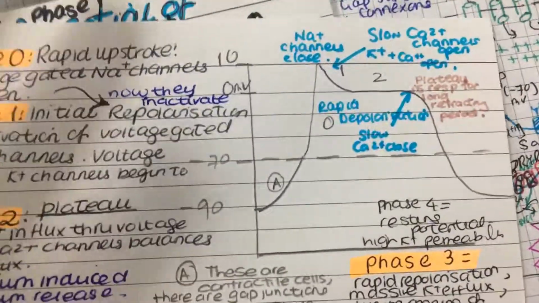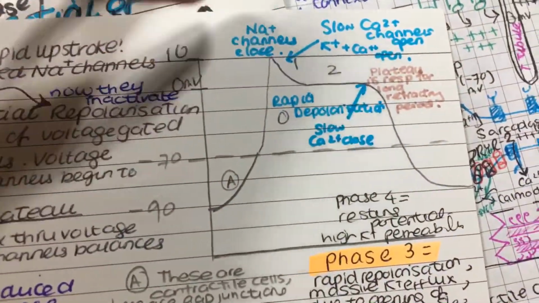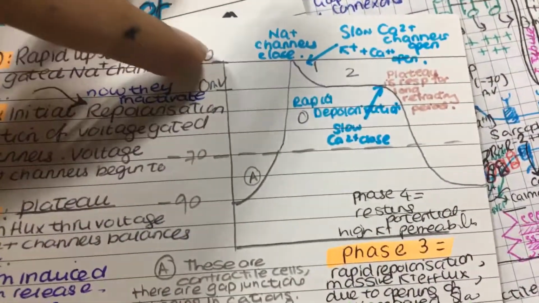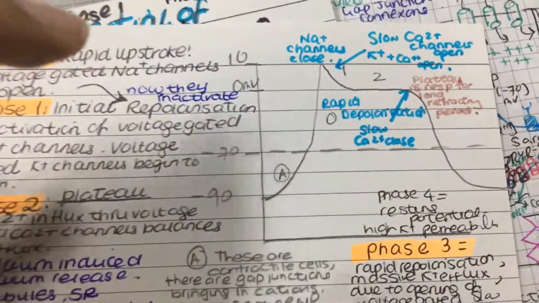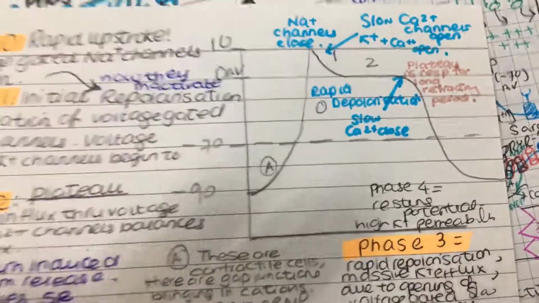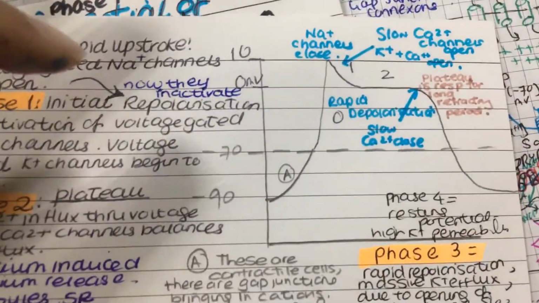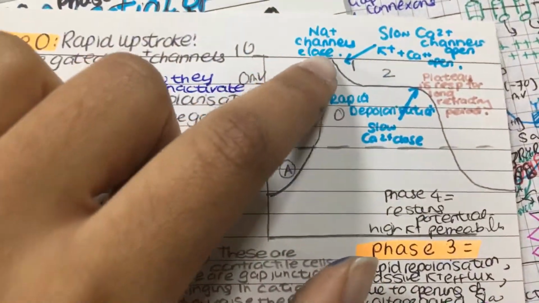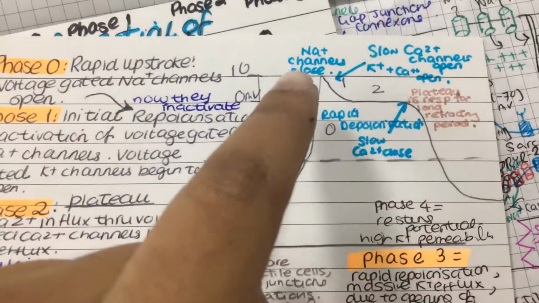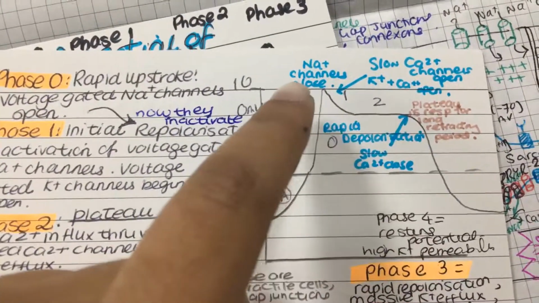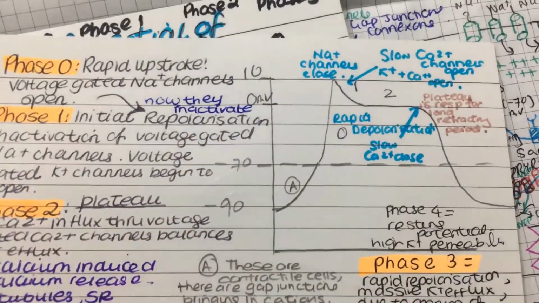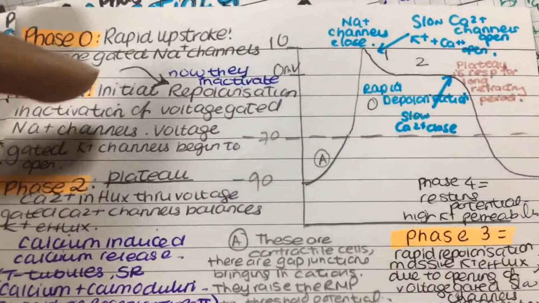Now, when you get to about 10 millivolts, you're going positive, positive, positive. When you get to 10 millivolts, the sodium channels close or inactivate, and this is known as the start of the initial repolarization. Remember, repolarization is making it negative. So it's the start of the initial repolarization, with inactivation of the voltage gated sodium channels, as I've put here.